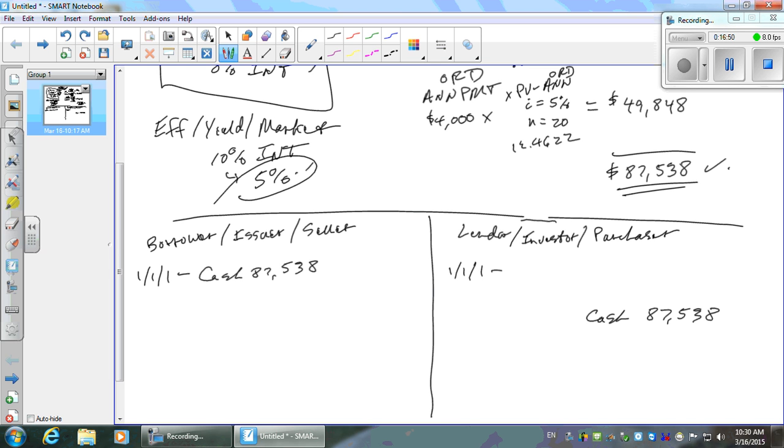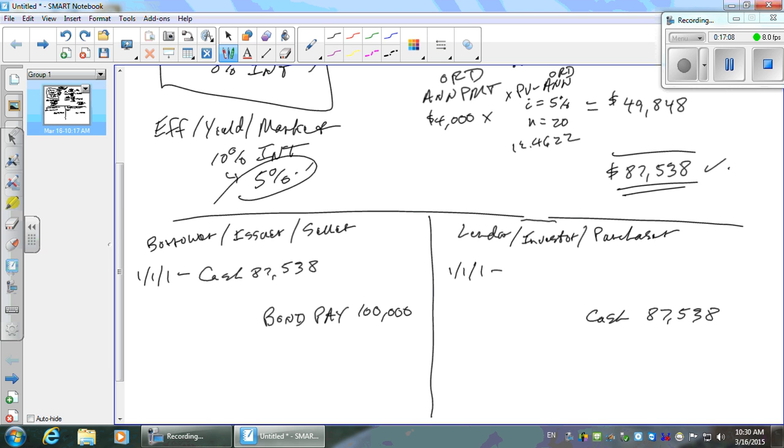Okay, what would we do if we're the borrower? We borrowed money. What are we going to call it? Bond payable? That's it. No kidding. Now we're going to put this in at face. Just by convention, we put it in at the face amount, the full amount we're going to pay at the end. How much is that?